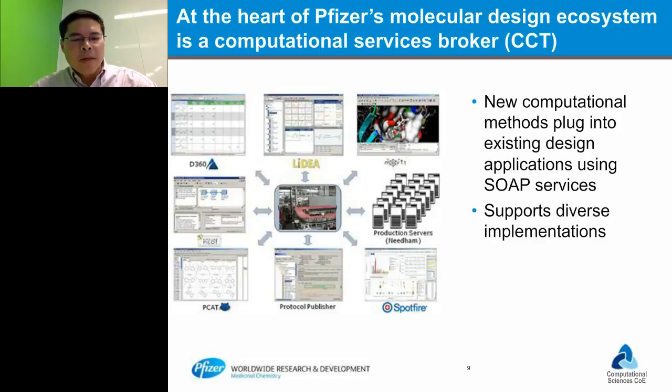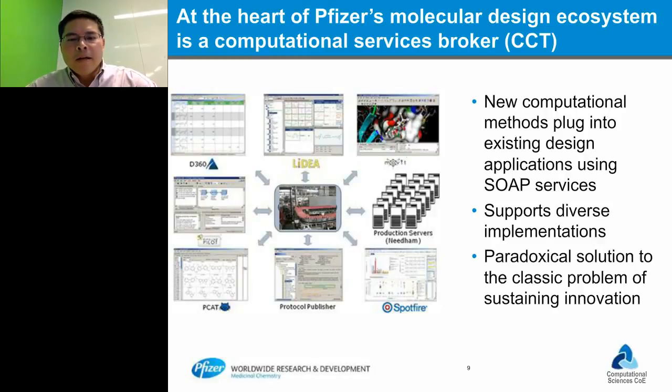The computational methods and tools can be written in whatever language, so the code base is not shared, and the code actually runs on the server. So paradoxically, the solution to this classic problem, how do you sustain computational innovation, is through the application of standards. It's ironic that something as wild and as untamed as computational innovation can be unleashed by something as mundane as standards and a discipline of following standards where it makes sense.